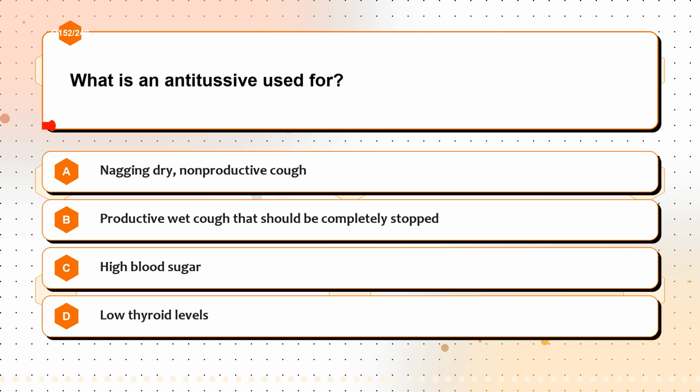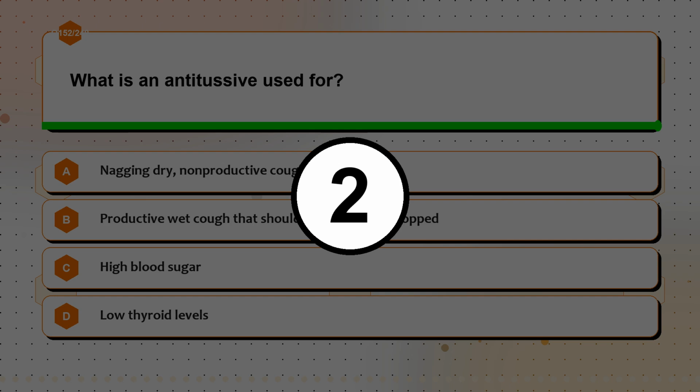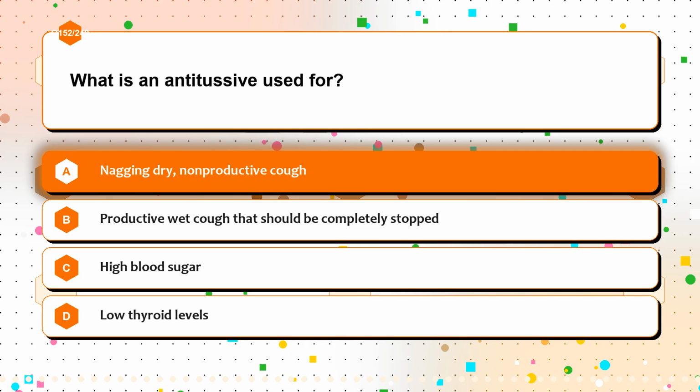Question 152. What is an antitussive used for? Here are the options. Option A, nagging dry, non-productive cough. Option B, productive wet cough that should be completely stopped. Option C, high blood sugar. Option D, low thyroid levels. The correct answer is option A, nagging dry, non-productive cough.